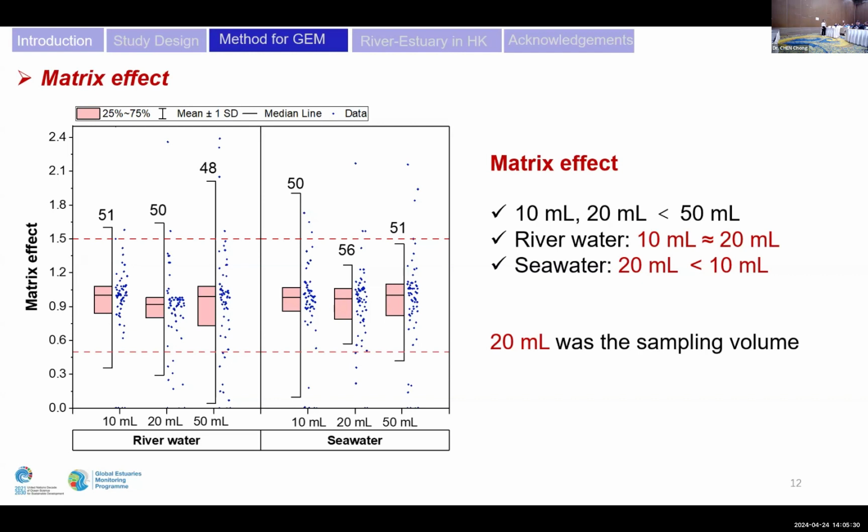In river water, we can find that 10 milliliter and 20 milliliter have a comparable matrix effect, but in seawater, 20 milliliter has less matrix effect. So finally, 20 milliliter was the sampling volume for our study, and it will be applied in the GM program.